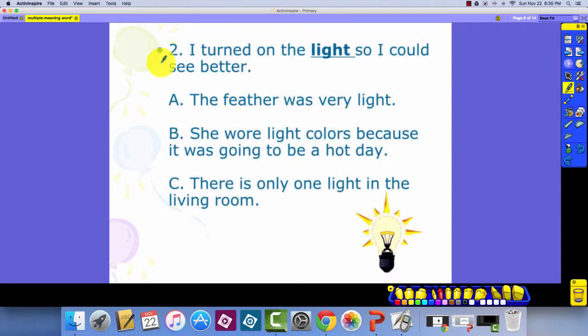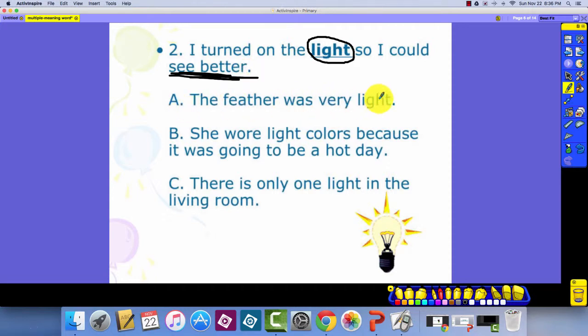Let's try another one. I turned on the light so I could see better, okay? So I want to figure out what this word light means. Light can mean a whole bunch of different things, okay? Let's take our clues that we read in the sentence. She needs to be able to see better. So think to yourself, what do you usually do in order to see better? You usually turn on a light of some sort, okay?